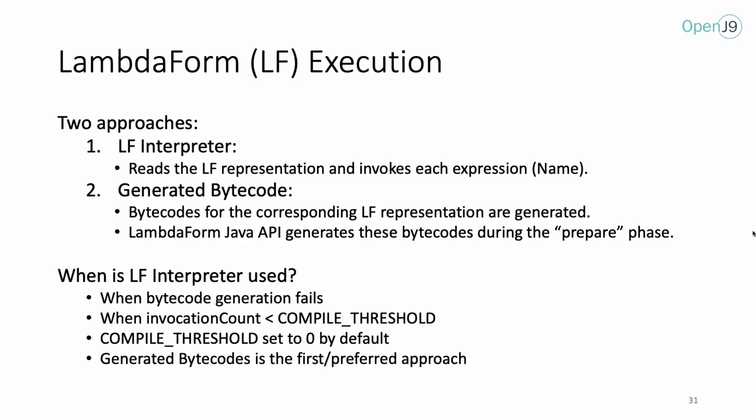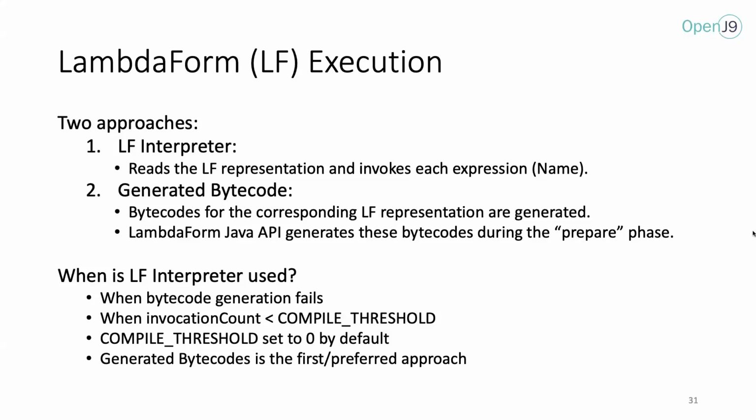And when is the interpreted version used? It is generally used only as a fallback when the bytecode generation fails. There's also some profiling code related to using the two approaches, which depends upon the invocation count for the LambdaForm and a threshold which is by default set to 0, which means the first and preferred approach is to generate bytecodes for the LambdaForm.